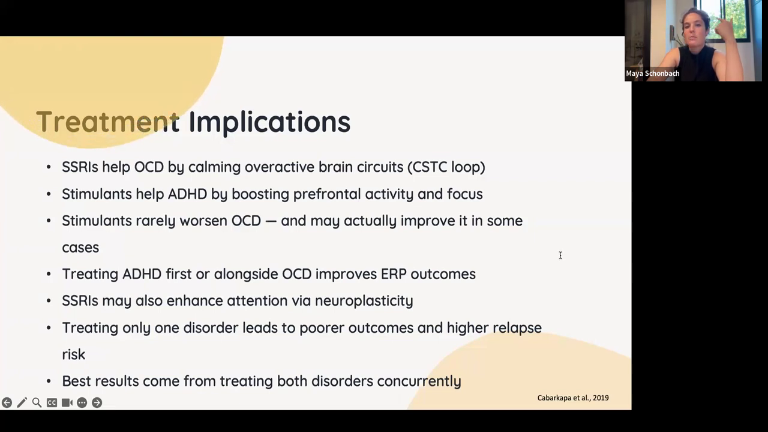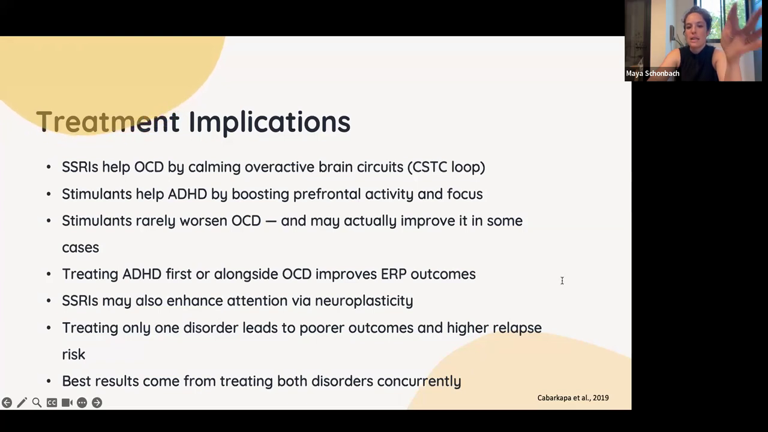And that actually helped improve attention and processing speed in the studies. And so really what's clear is that it's important to treat both symptoms. So treating only one leads to poor outcomes.